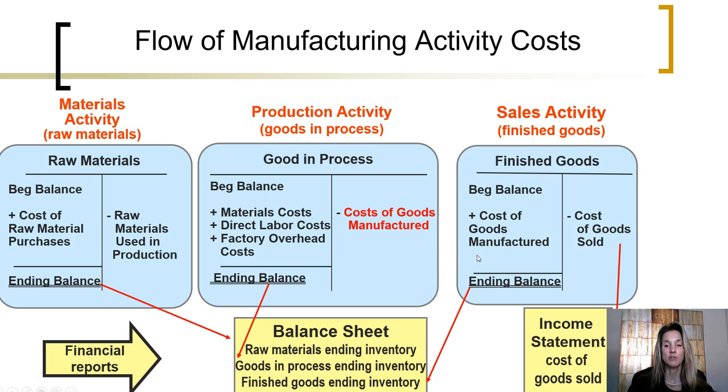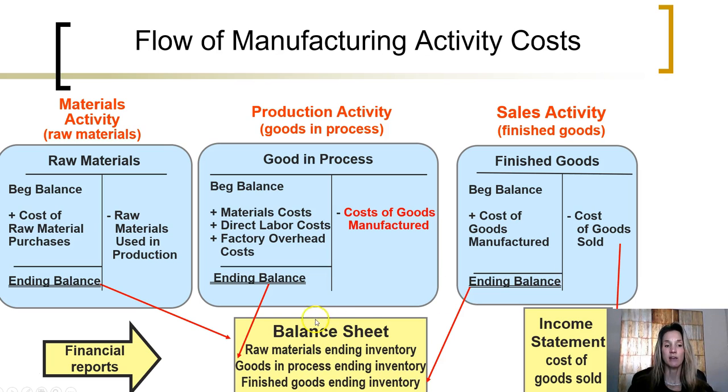Finished goods is the inventory account that keeps track of all costs of inventory that is completed and ready for sale. So we may start with the beginning balance. We add in the cost of the inventory that was manufactured and completed. And as inventory is sold, we credit that account for the cost of the goods sold.